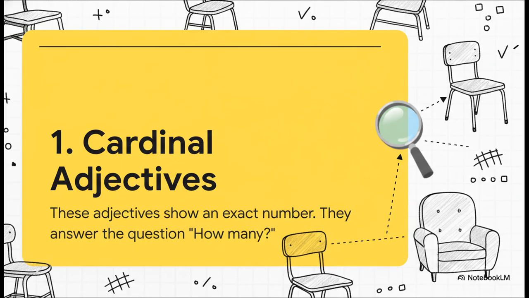First up, we have cardinal adjectives. These are perhaps the easiest to understand. They give you an exact, specific number. They always answer the question, how many? Think about it. When you count things, 1, 2, 3, 4, you are using cardinal numbers.